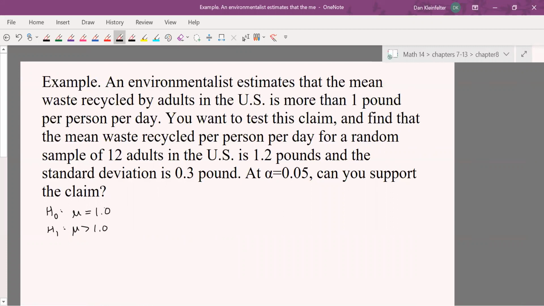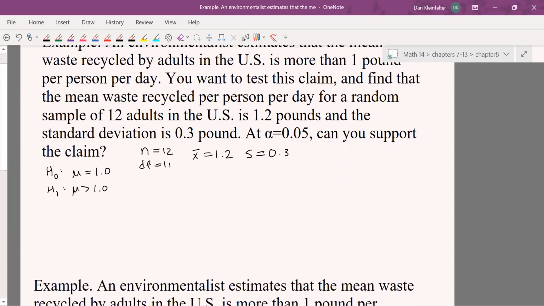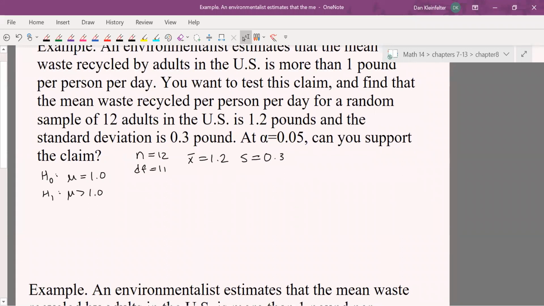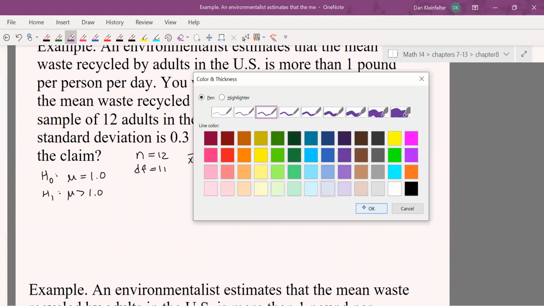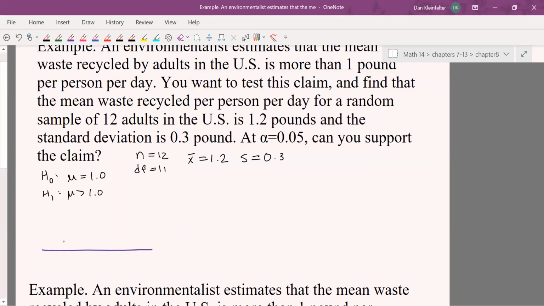Okay, so we want to test the claim and find that the mean waste for a sample of 12 adults, so the n is 12, so the degrees of freedom will be 11, is 1.2 pounds with a standard deviation of 0.3 pounds. So again, at the alpha of 0.05 level, we want to know if we can support that claim or not. So let's start by making the picture and figuring out what that critical value is going to have to be.